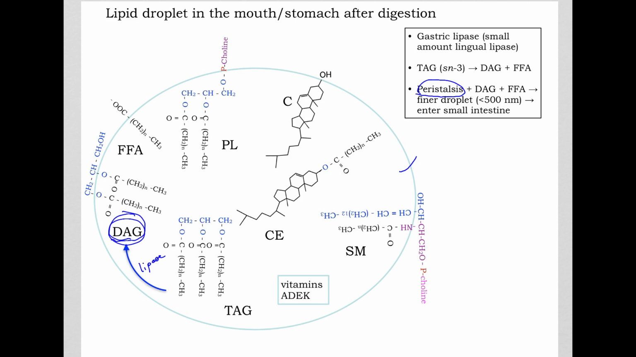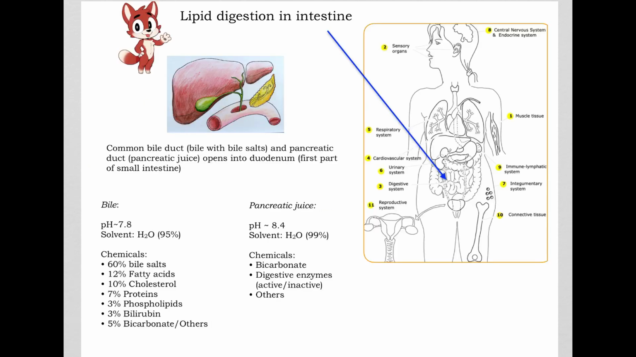this droplet will be converted into smaller droplets, typically less than 500 nanometers, and these finer droplets will then enter the small intestine from the stomach. So now the food is in the duodenum. That's the first part of the small intestine.